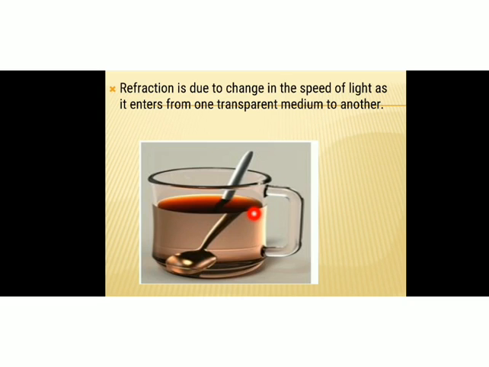On the screen you can see one figure. It's very interesting. The spoon appears to be broken at the boundary, isn't it? This is air and this is the liquid. So at the boundary the spoon appears to be broken, but actually it is not broken. What is the cause of this image? This is due to refraction. And the refraction phenomenon is observed only when the light ray passes obliquely from one medium to another medium.